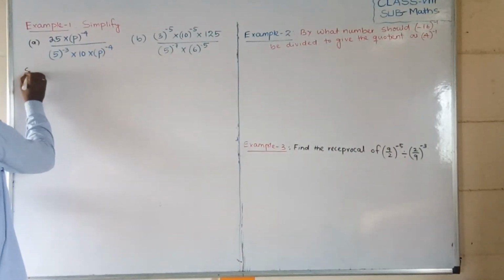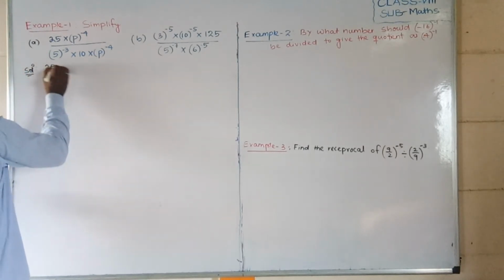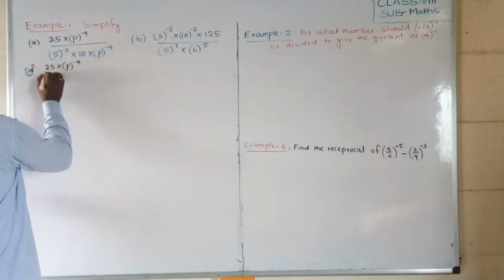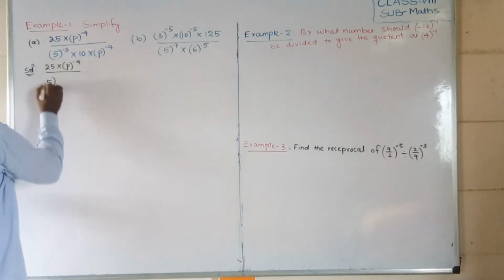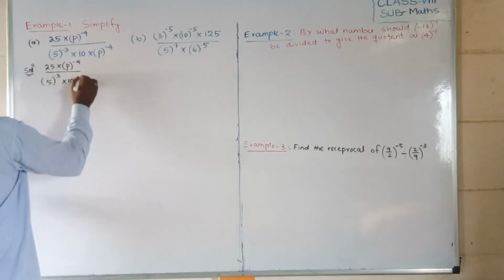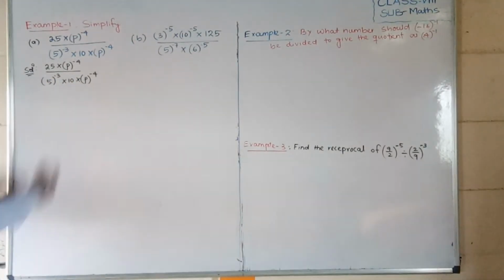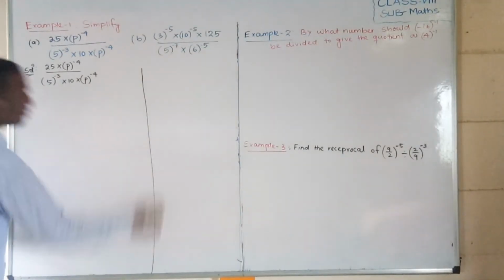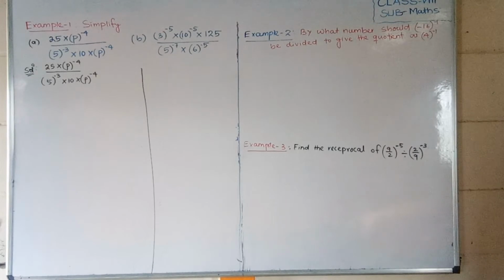The first one we write as the solution, writing the question: (25 × p)^-4 / (5^-3 × (10 × p)^-4). We have to do it step by step, students. I will do this problem here, and the second problem I will do on that side.